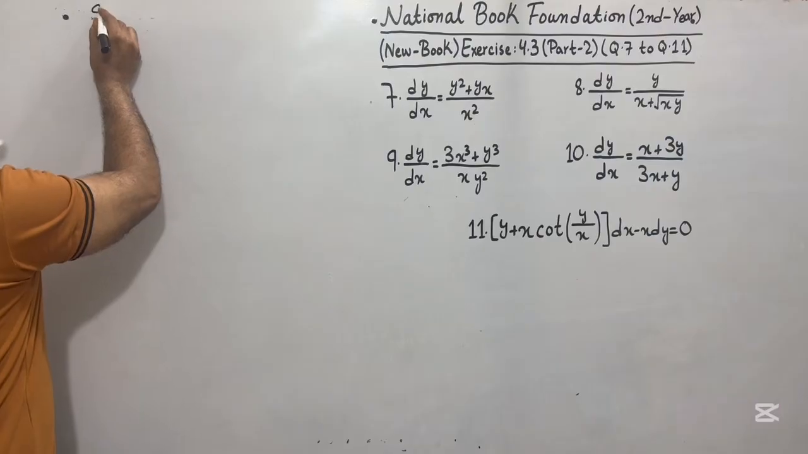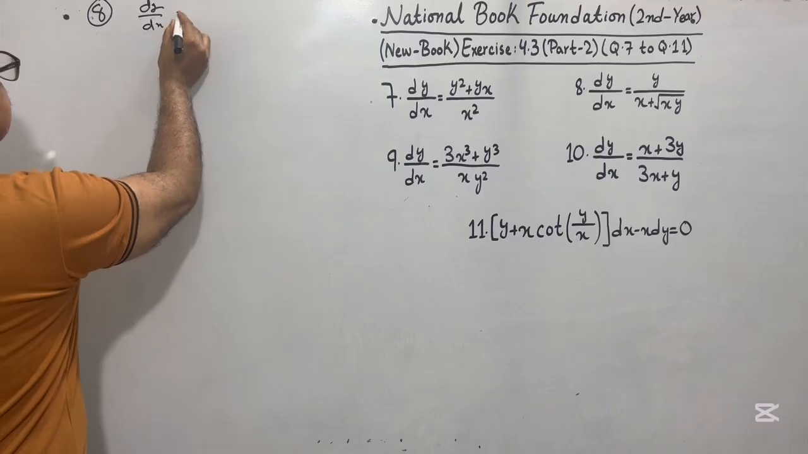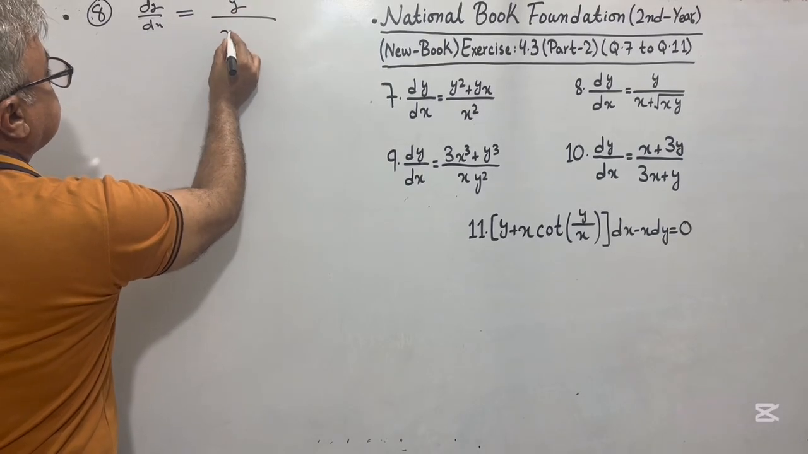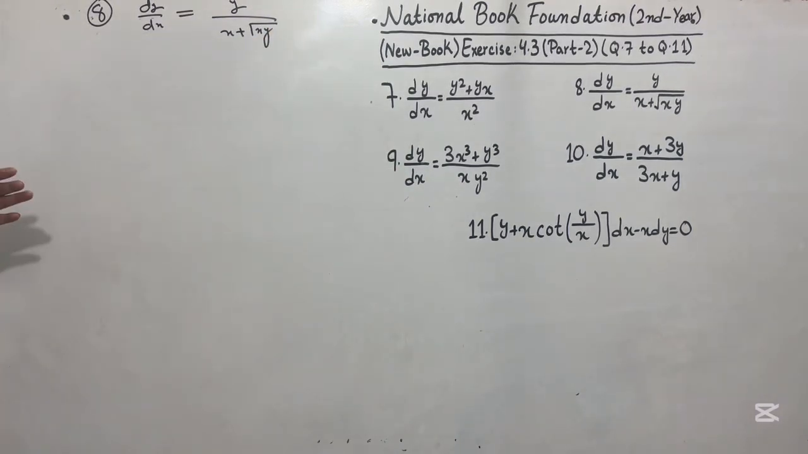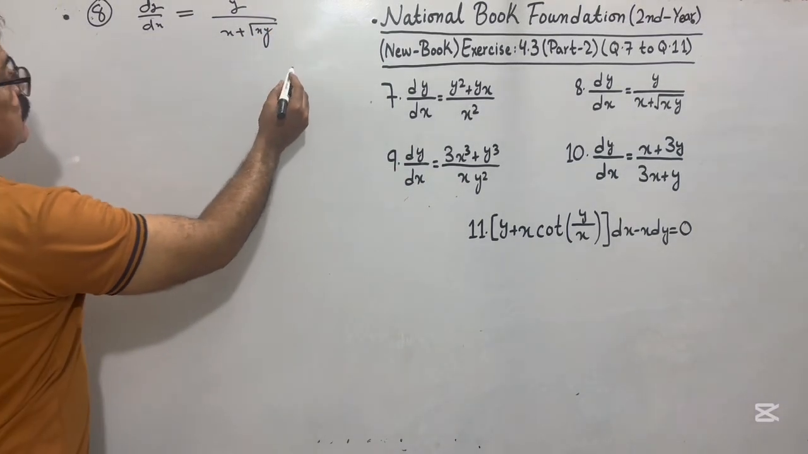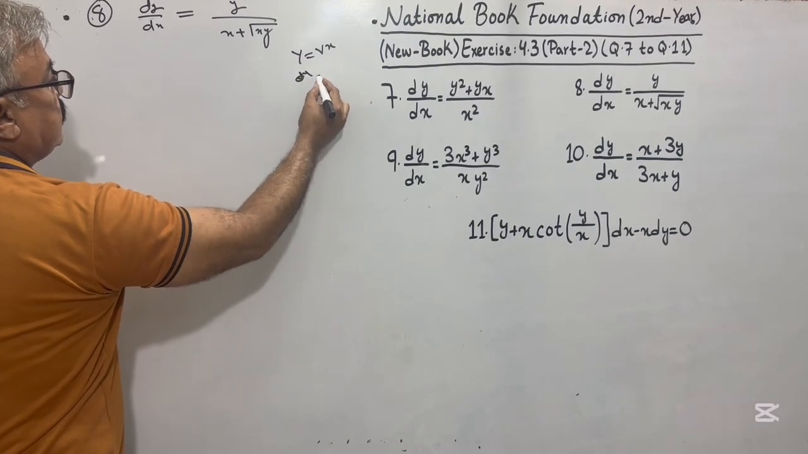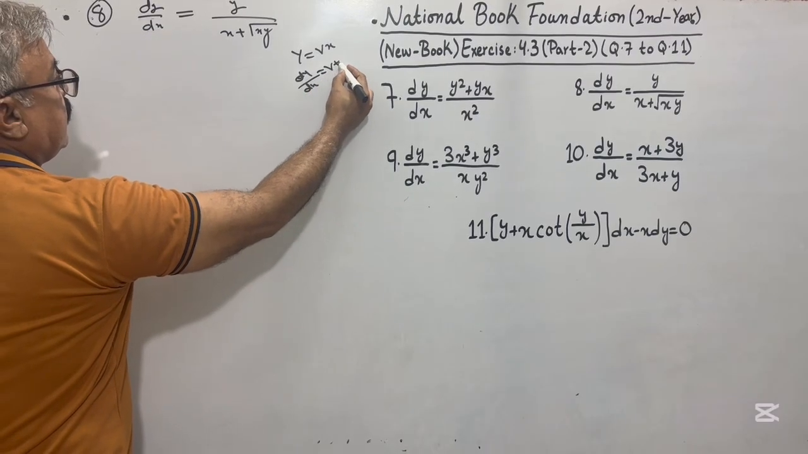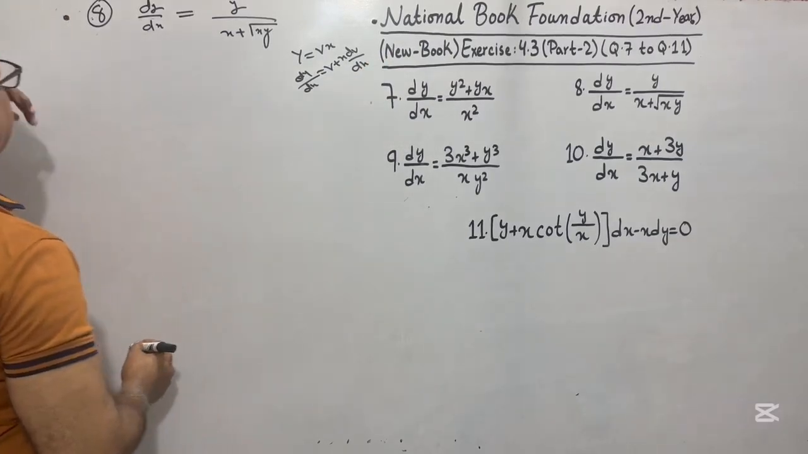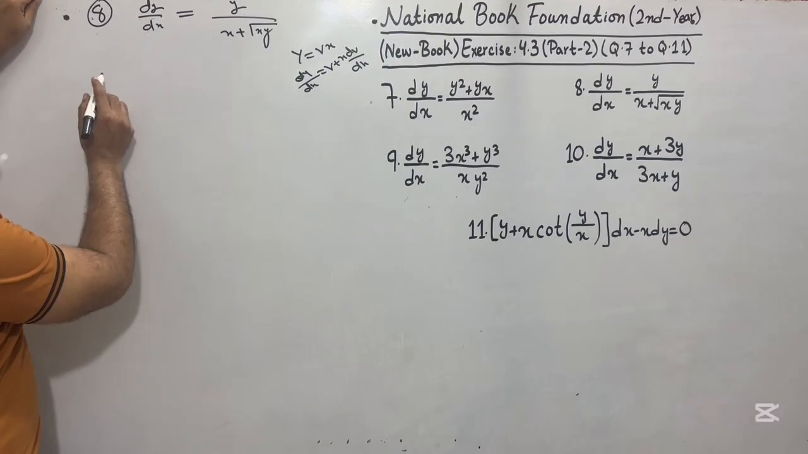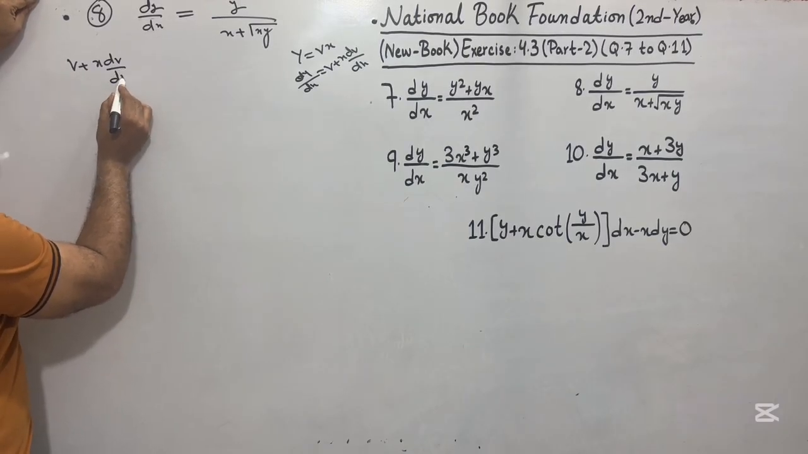Question number 8 reads as dy over dx equals y over x plus the product of xy in the root. Homogeneous equation. Just switch over to the supposition y is equal to vx. After differentiating with respect to x, we are going to have dy upon dx is equal to v plus x times dv over dx. Substitute both these values here. Instead of dy upon dx, we have v plus x times dv over dx.